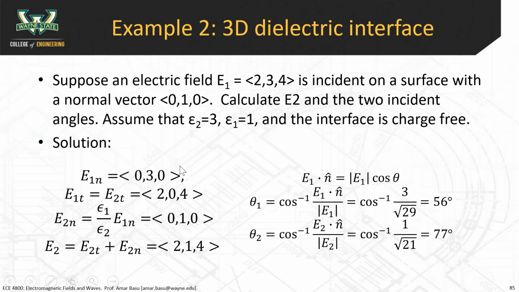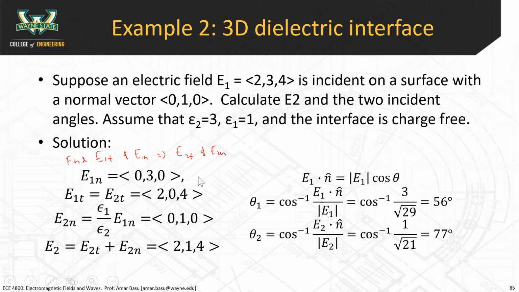The way that you solve these problems is that you have this E1 here, and you want to find E1t and E1n. You want to find the tangential and normal components of this E1. This will then allow you to find the tangential and normal components of E2. So we first find the normal component of E1, and the way that we do that is by multiplying this with the unit normal vector 0, 1, 0, and you get this here.